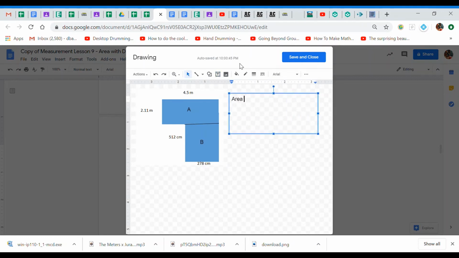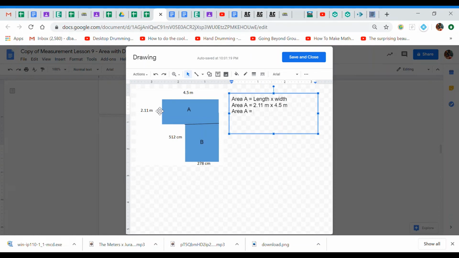Let's go with area A equals length times width, and that's going to be area A equals 4 and 5. Oh, what do you know? They're the same unit already. 2 and 1/100 meters times 4 and 5/10 meters. Already the same unit. That makes my life so easy. So I don't need to change anything. So I can do area A equals, and just get my answer. I'm solving it out right here.